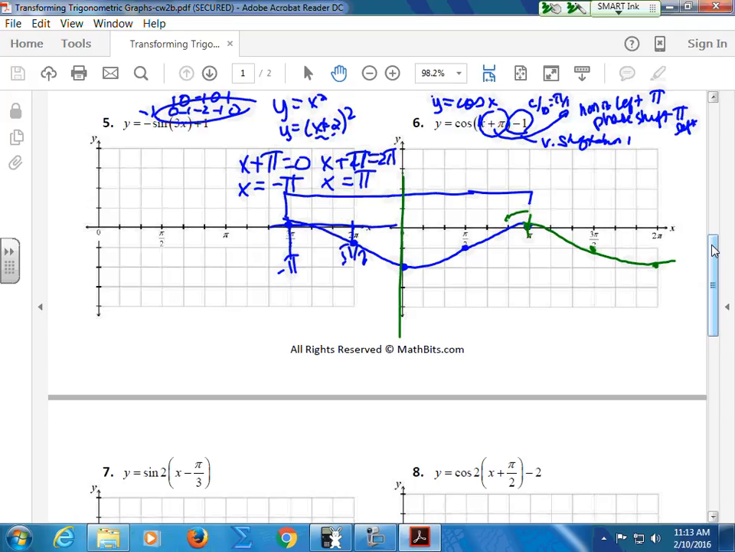But just remember, you can't start at 0. You could start at the negative pi, you could start at the pi. But you can't start at 0.